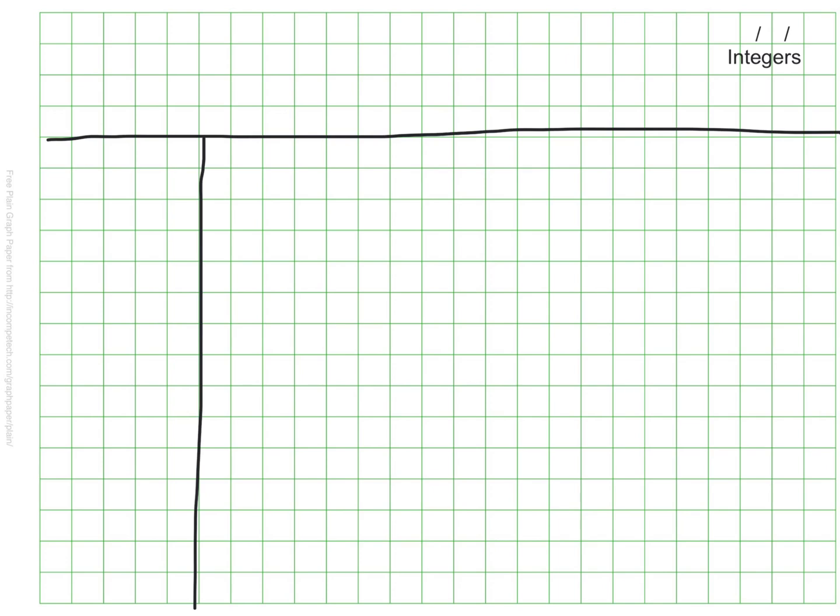This video is going to cover the topic of integers. Be sure the date and topic are at the top of your page. The essential question for this video will be, what vocabulary do we need to describe negative numbers?